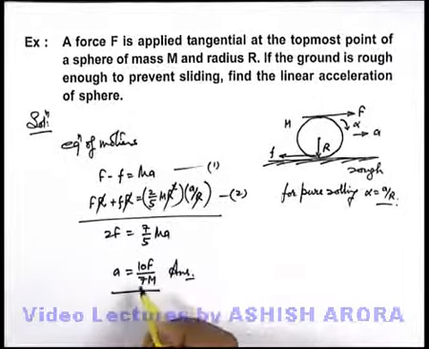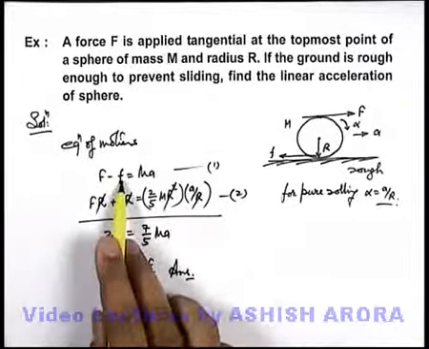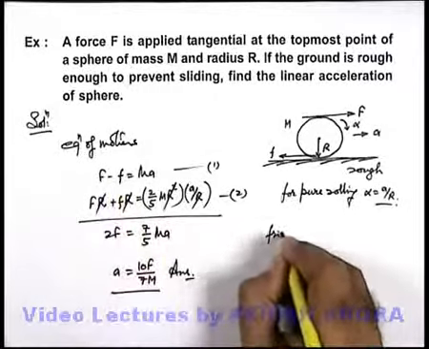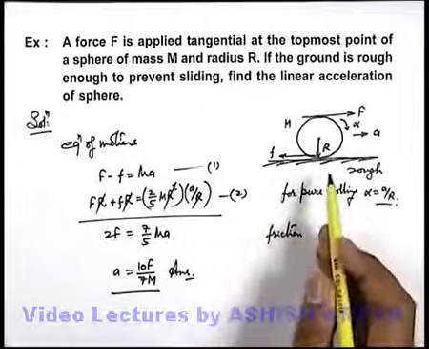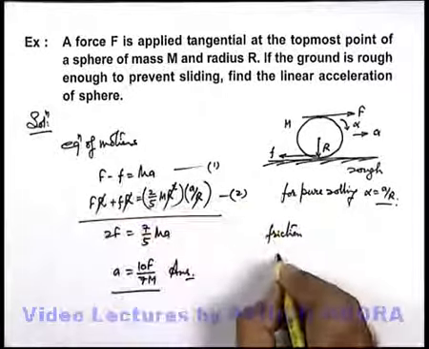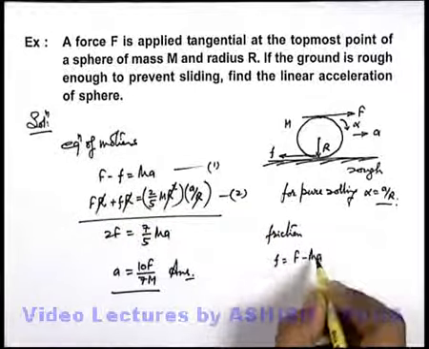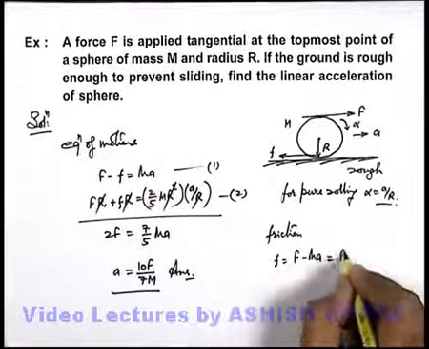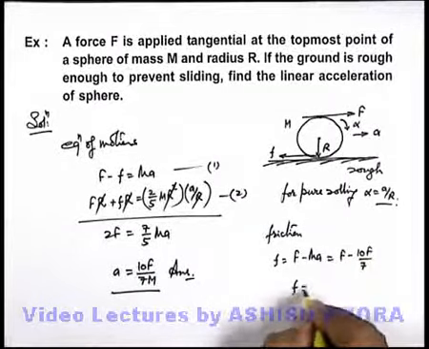Here, as we have calculated the acceleration, using this we can easily find out the friction also. If we analyze the friction acting on the body, as we know in pure rolling the friction is static friction. So here we can see the value of friction as F minus ma. If we substitute the value of acceleration, you can see this F minus 10F by 7. Here friction is minus 3F by 7.